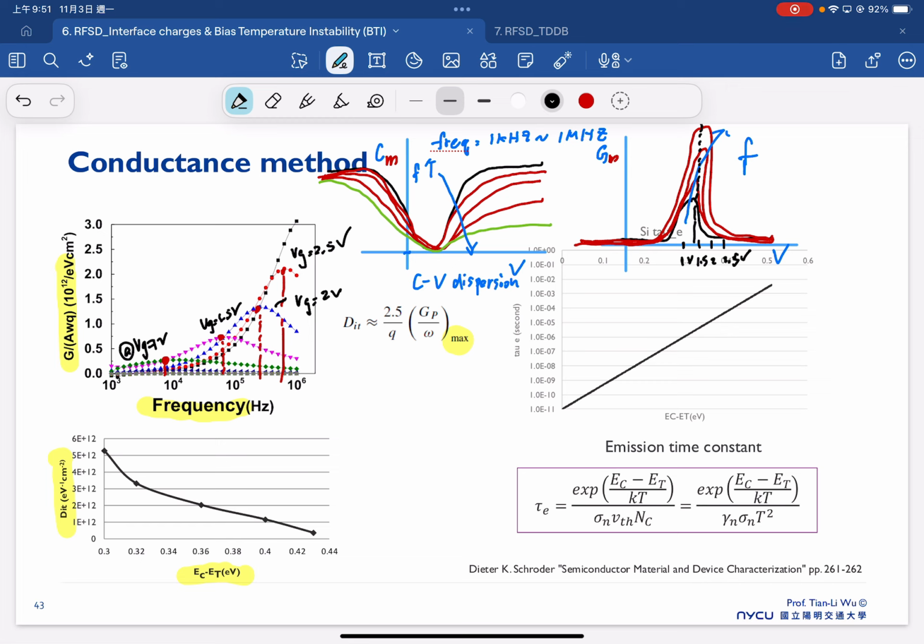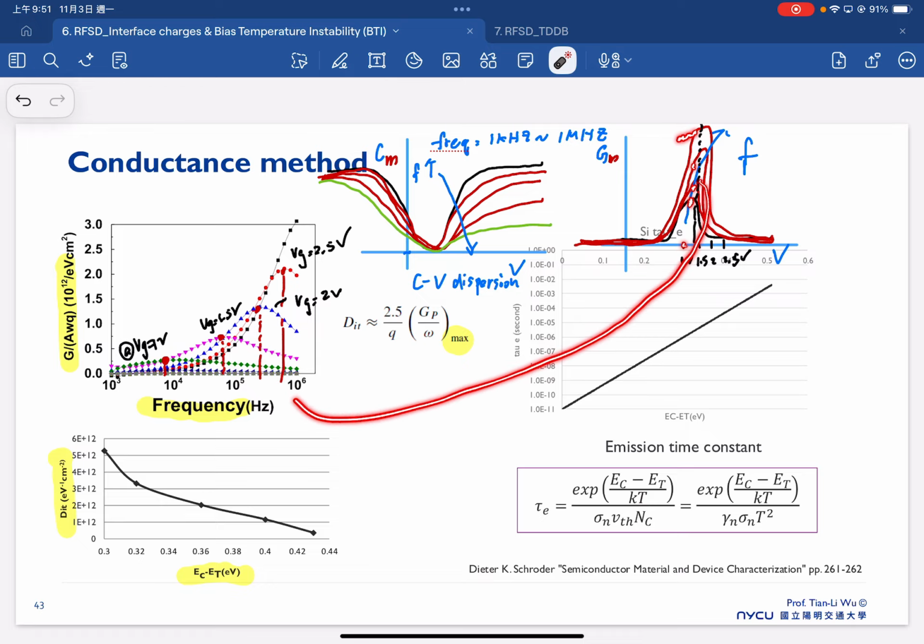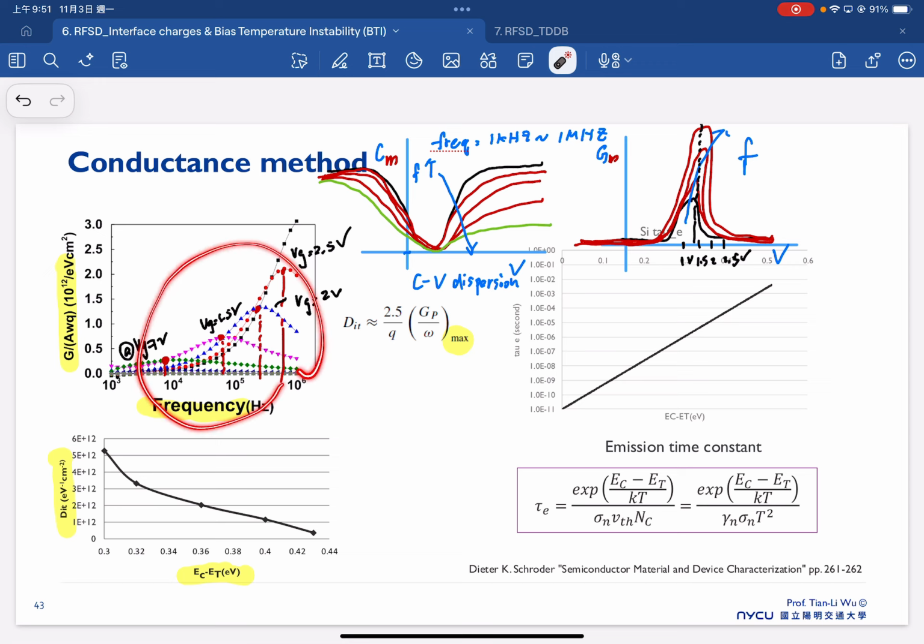Because for one voltage here, you have this frequency, this frequency, this frequency. So at one particular voltage, you have the multi-frequency from 1 kHz to 1 megahertz. You can convert the data set back to here, and you will see this kind of graph. Once we are able to build up this graph, the next stage is that we can start to convert the DIT.